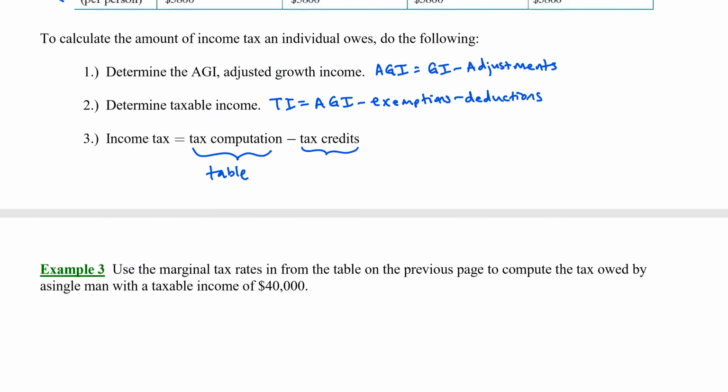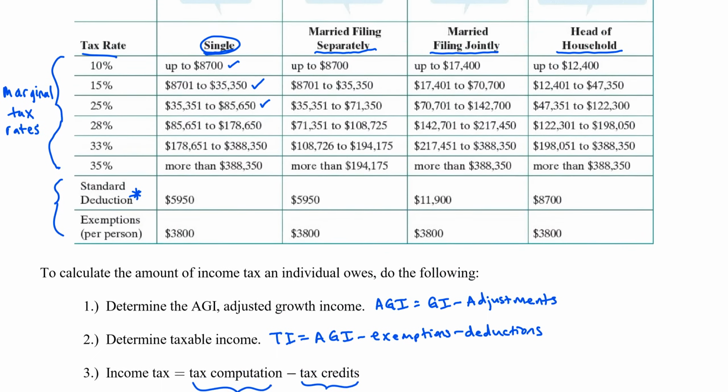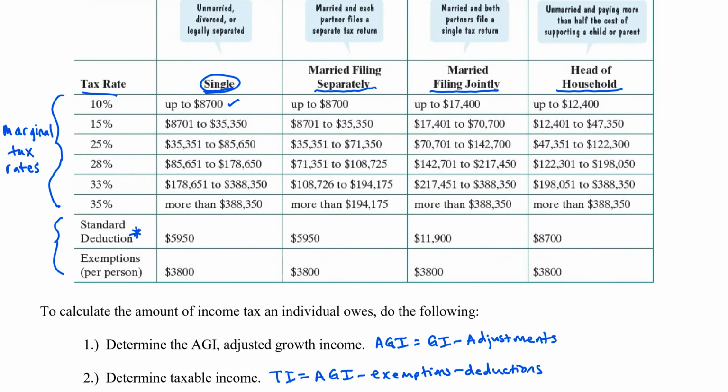Glancing back at the table, if his taxable income is $40,000, then notice a portion of his income is between 0 and $8,700. A portion is still less than $35,350. And remember, he makes $40,000, so he has made between $35,351 and $85,650. That means he is going to be charged these 3 different tax rates on those chunks of his income.